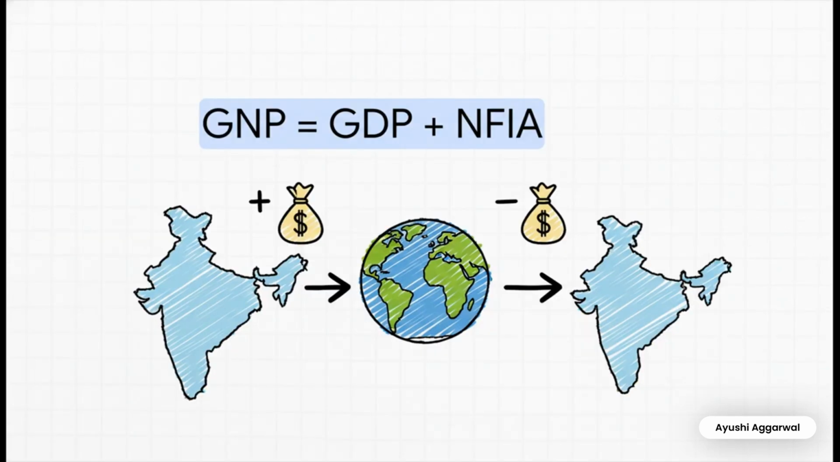So what's the connection between the two? Well, think of this next formula as the bridge. And trust me, this is asked again and again in exams. GNP equals GDP plus NFIA. NFIA stands for Net Factor Income from Abroad, which is simply the income earned by residents from other countries minus the income paid out to foreigners.